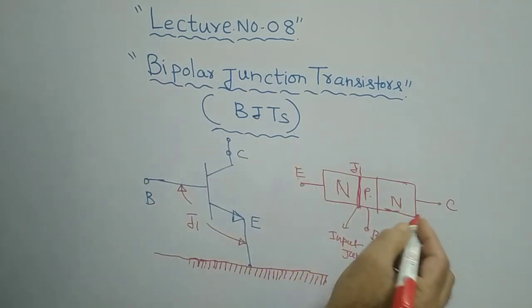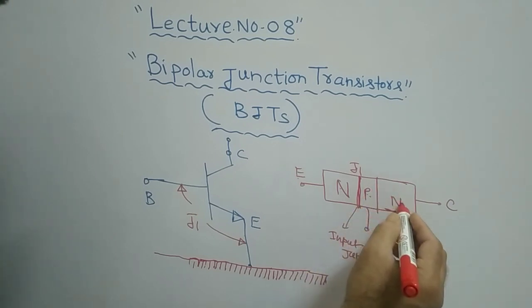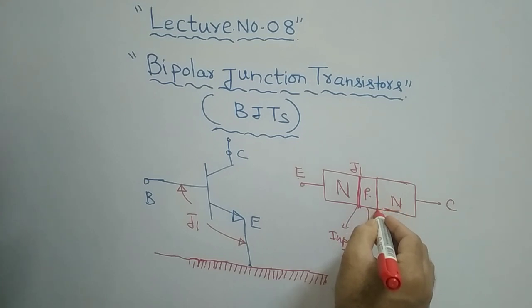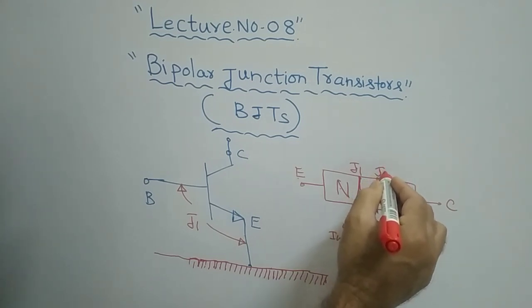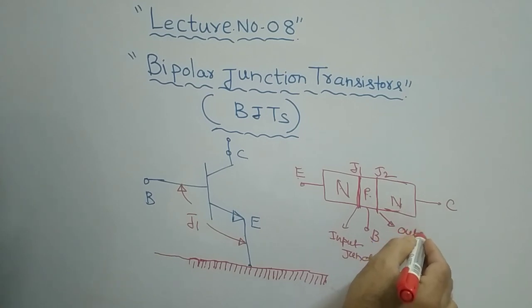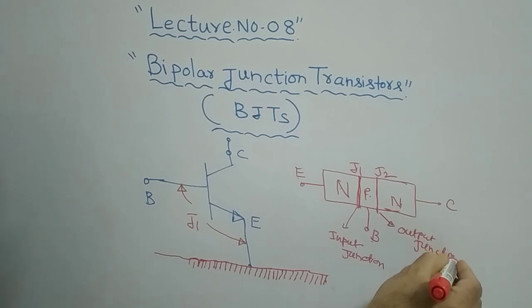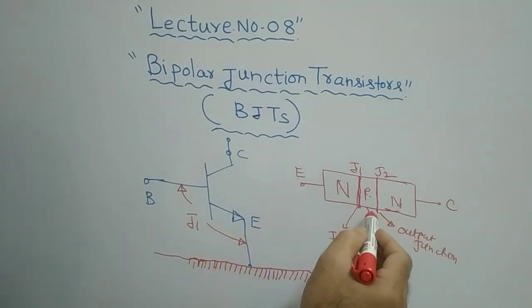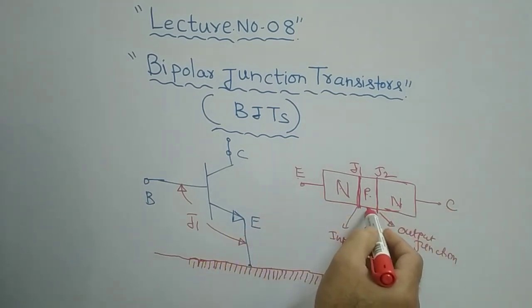Now again, if you see between this P and then N, you have another line. This is called another junction. You can call this J2. This is nothing but your output junction, that is, between base and collector.